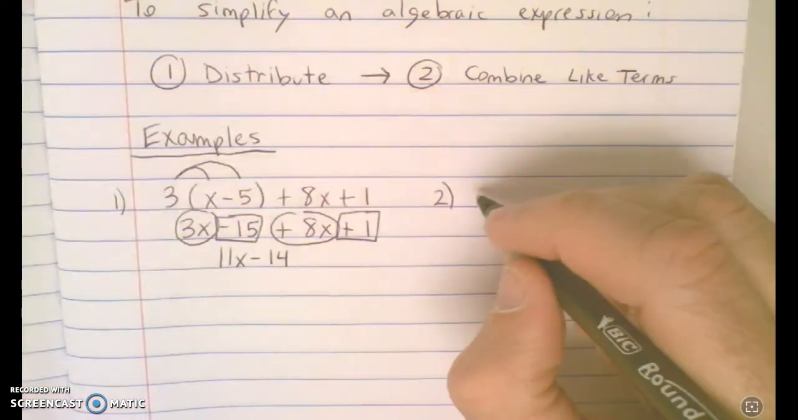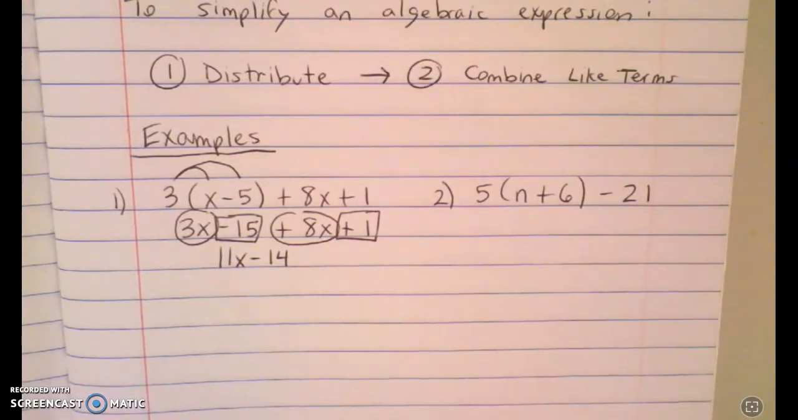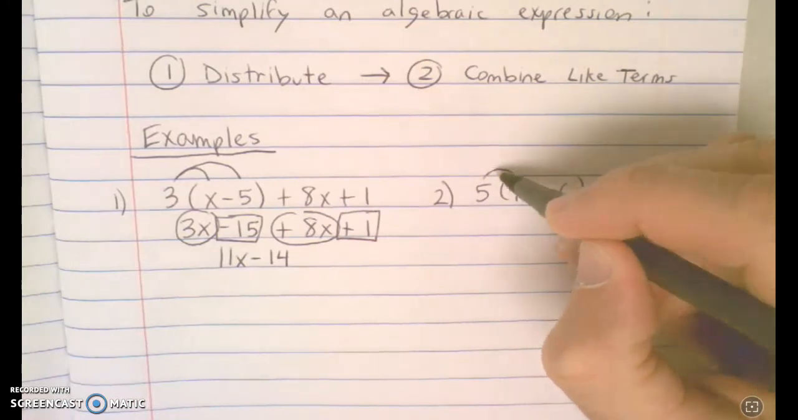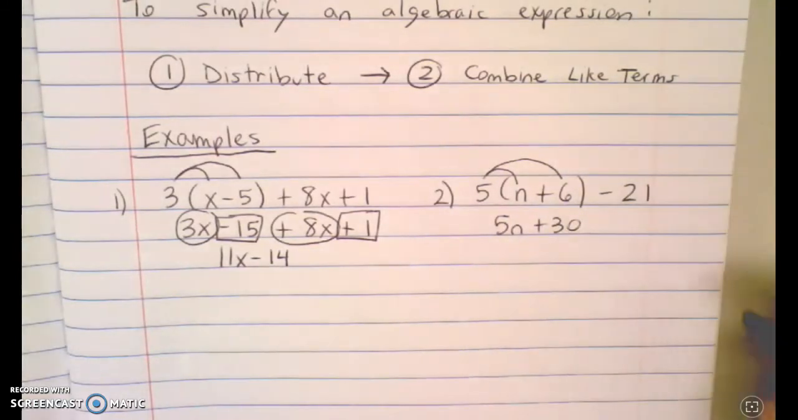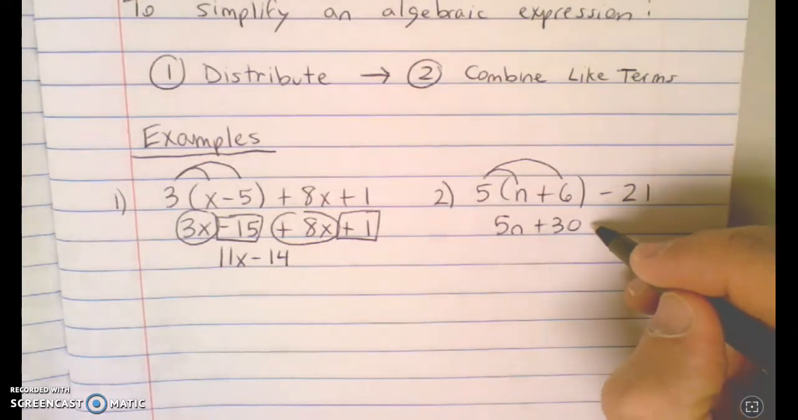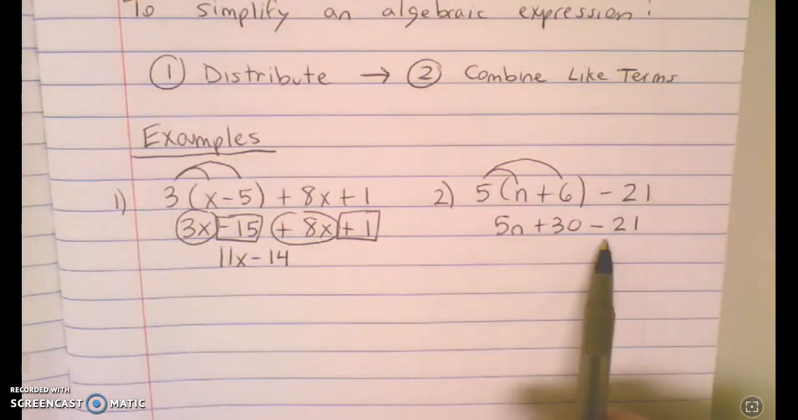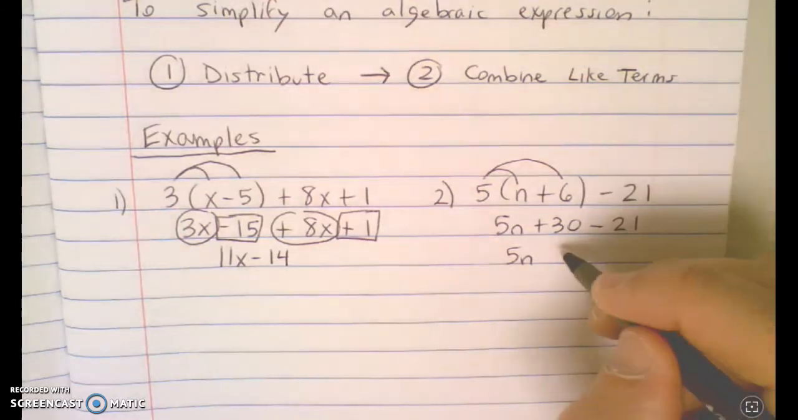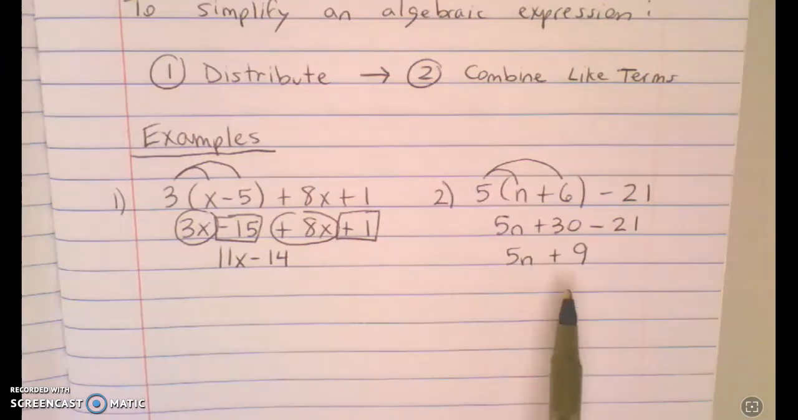Let's take a look at another example. Let's say I give you 5 parentheses n plus 6, minus 21. So same idea, we're going to distribute to inside the parentheses. So I have 5 times n and 5 times 6. So 5n plus 30. I do not distribute the 5 to the 21 because it's not inside the parentheses. So here I just write minus 21. So my like terms on this example, there are no other n terms, so the 5n just stays by itself. Now I've just got 30 take away 21, which would be 9. So 5n plus 9. And again, I cannot simplify further because there are no like terms and there are no parentheses.